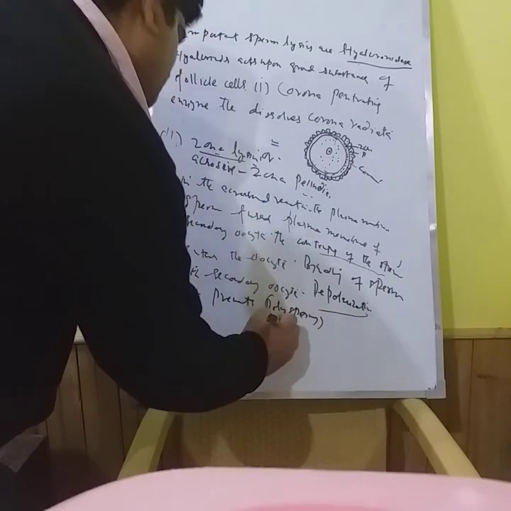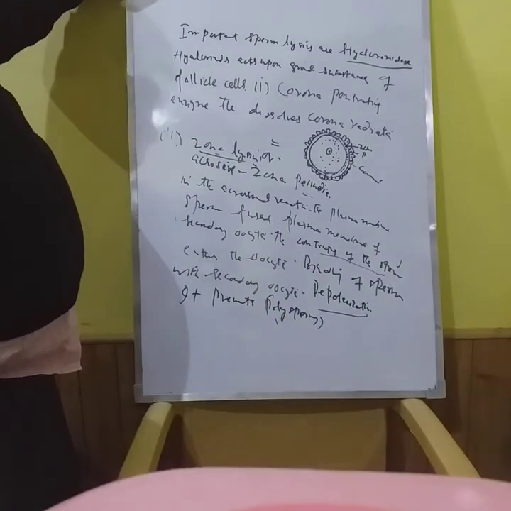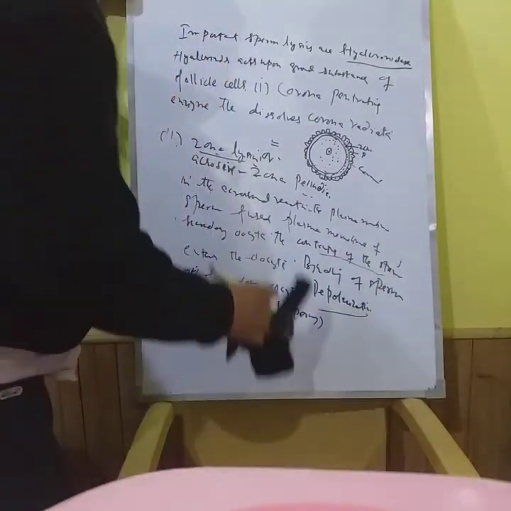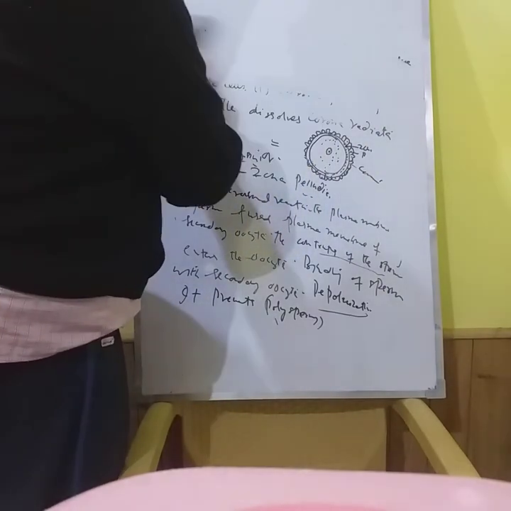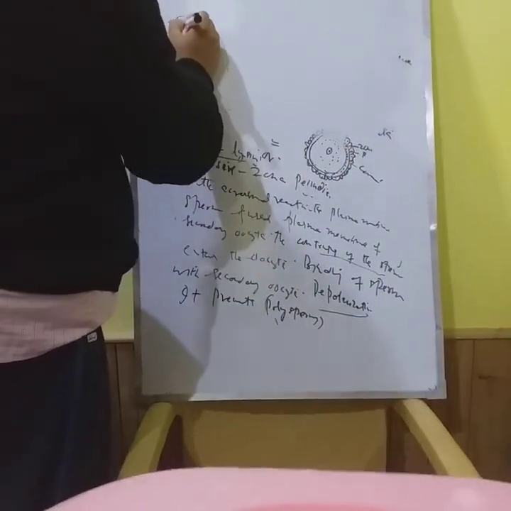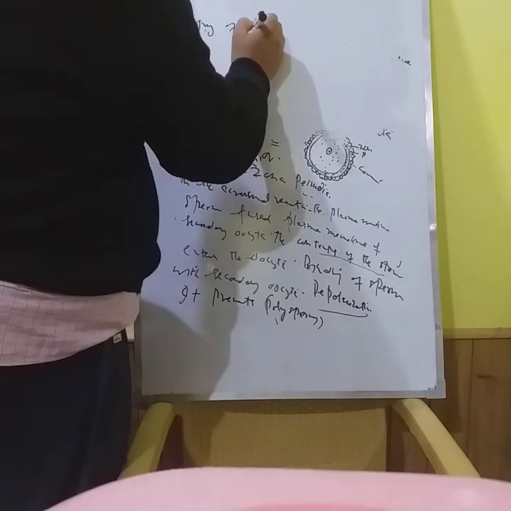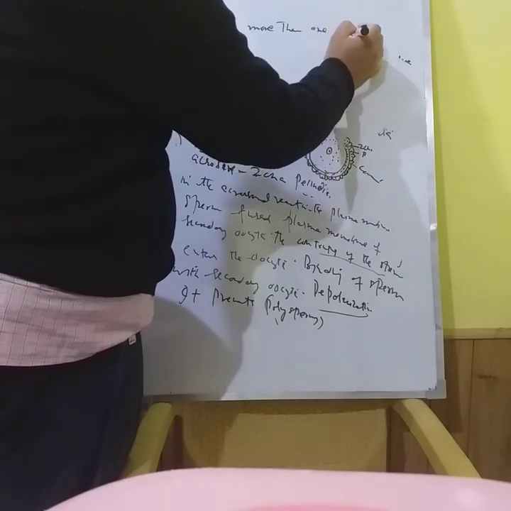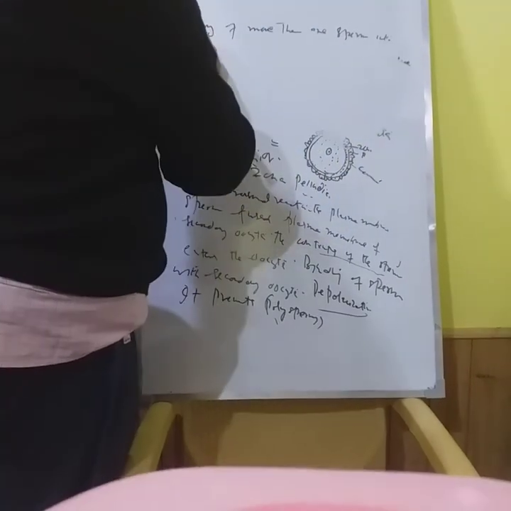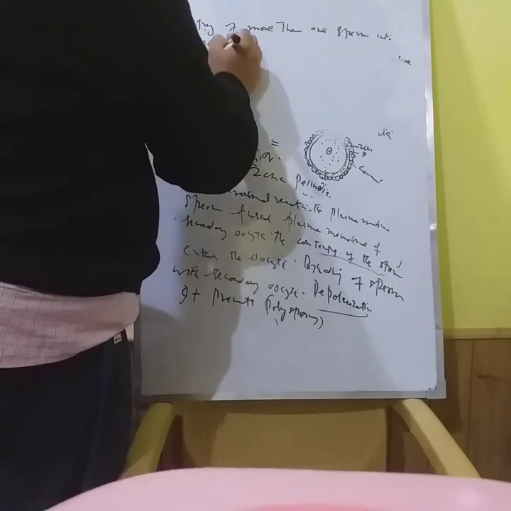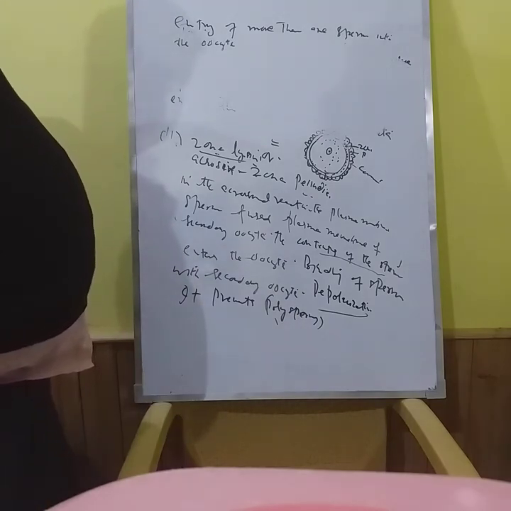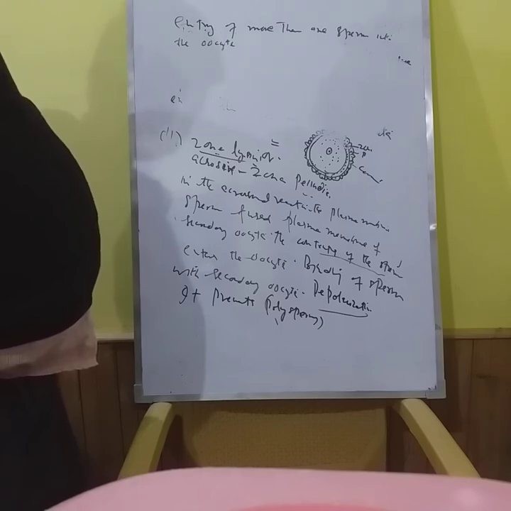Polyspermy is the entry of more than one sperm into the oocyte. We should remember here that only one sperm enters into the secondary oocyte. This is prevented by depolarization, which stops polyspermy.